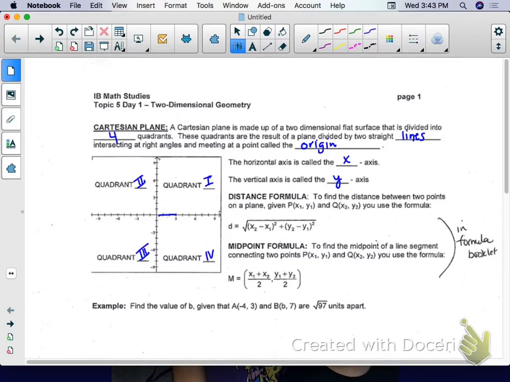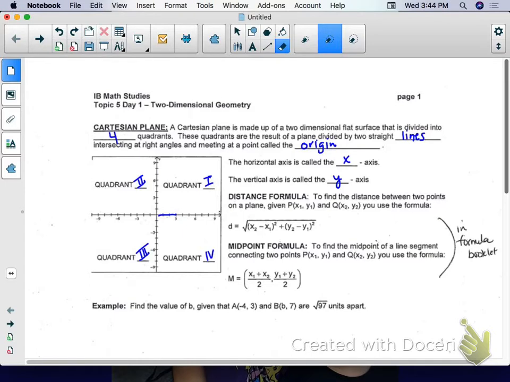If you want to find the distance between 2 points on a plane, you can use your distance formula here. Now, it doesn't matter which one is your x1 and your x2. It could be your opinion that this point here is x1, y1, and this point over here is x2, y2. You'll end up with the exact same answer no matter what. But do make sure that you are using that formula correctly. That is in your formula booklet.